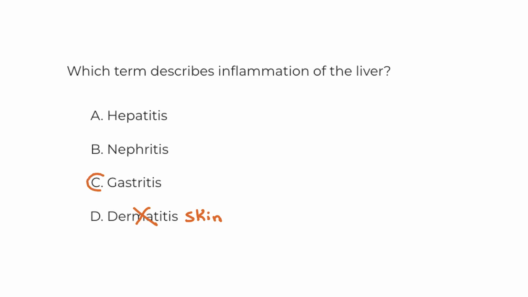But what about C, gastritis? Well, again, this is not our correct answer. This has to do with inflammation of the stomach lining and not the liver. So a little bit closer by, but again, not our correct answer. Then we have B, nephritis, and this prefix is a little bit lesser known, but it suggests that it has to do with the kidney, and indeed it does. Nephritis is inflammation of the kidney and not the liver, so again, this is not our correct answer.